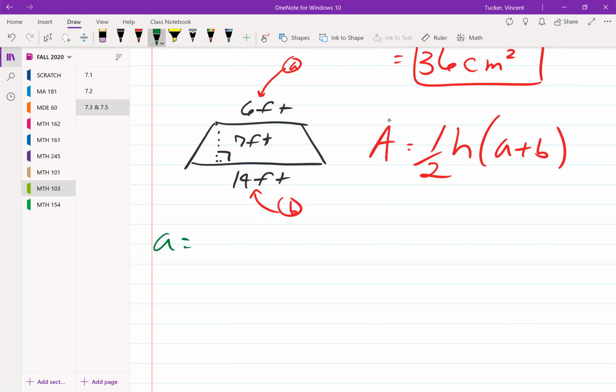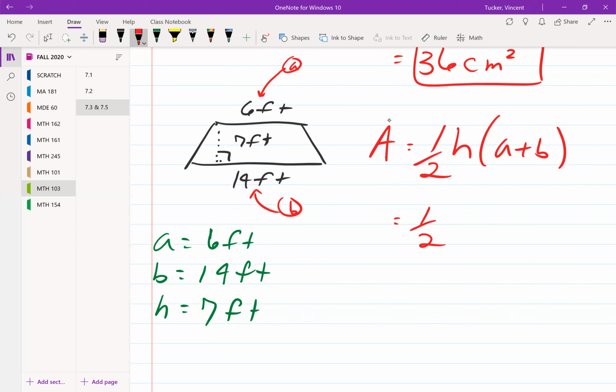So we're looking at A is 6 feet, B is 14 feet, and then H is 7 feet. So plug those in accordingly. Once again, the 1/2 is a part of your formula. And 7 is H. And we have 6 plus 14 inside of the parentheses.